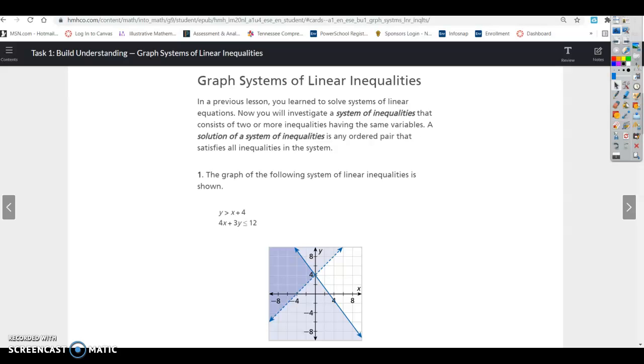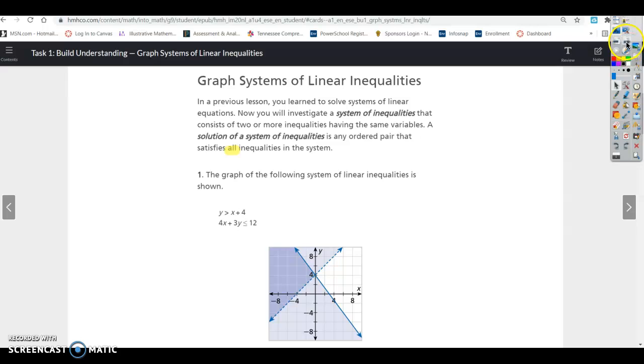So we looked at inequalities in the last lesson, and now we're going to kind of tie two previous lessons together. So in the previous lesson, you learned to solve systems of linear equations. Now you will investigate a system of inequalities that consists of two or more inequalities having the same variables. A solution of a system of inequalities is any ordered pair that satisfies all the inequalities in the system. Okay, so that's important. Make sure you remember that when you're dealing with a system, an ordered pair that satisfies all inequalities in the system.